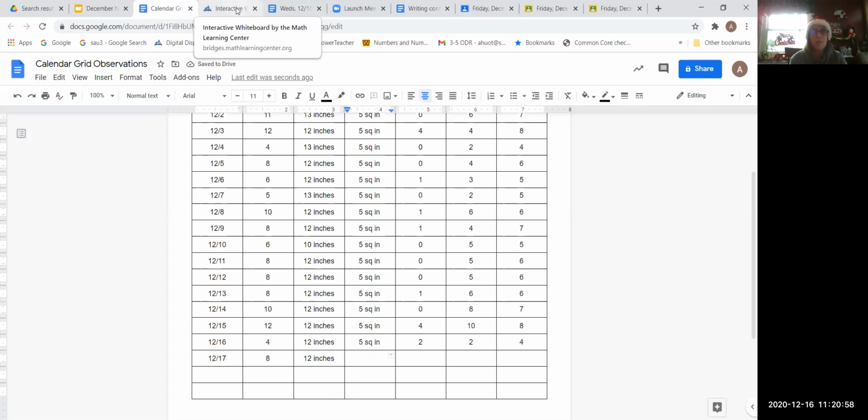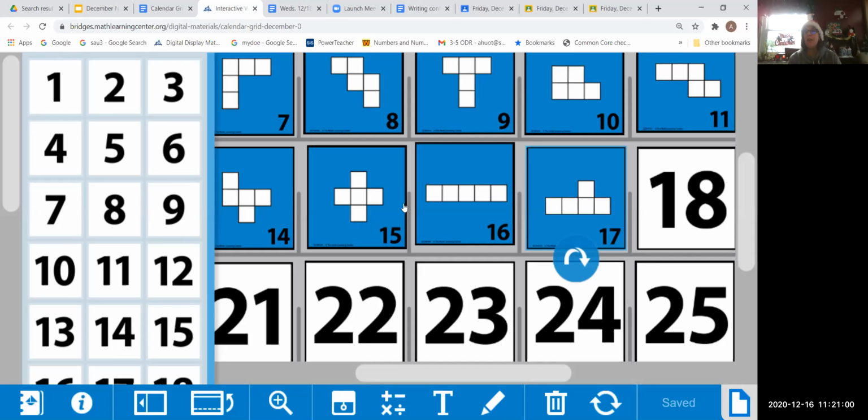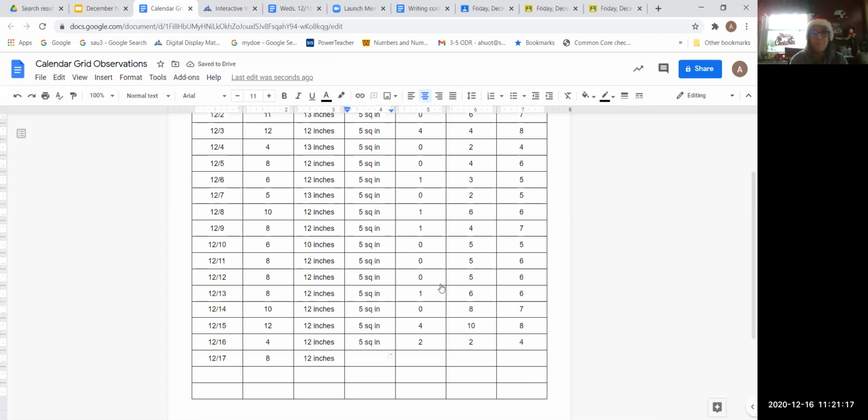And like all shapes this month so far, they all have an area of 5 square inches because we have a 1 by 1, a 1 by 1, a 1 by 1, a 1 by 1, and a 1 by 1 to equal 5. 5 square inches.